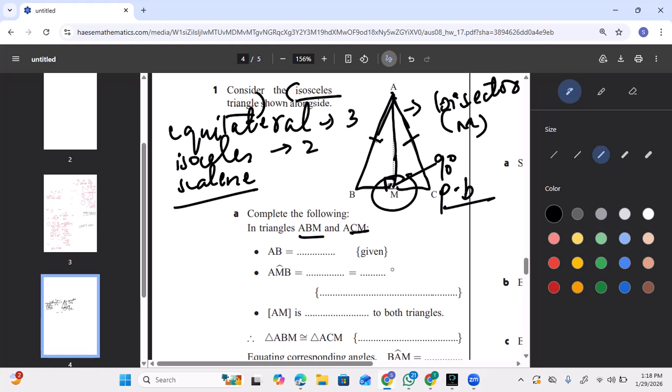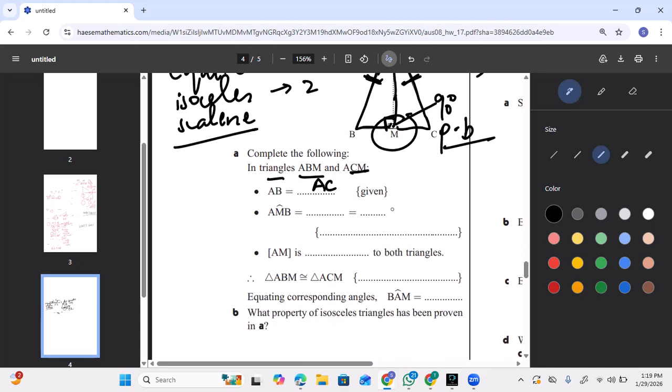So they're saying that side AB is equal to which side? Side AB is equal to side AC because these two sides are equal. That's why the triangle is termed an isosceles triangle. It cannot be named as any other triangle because only two sides are equal. That's why side AB is equal to side AC.